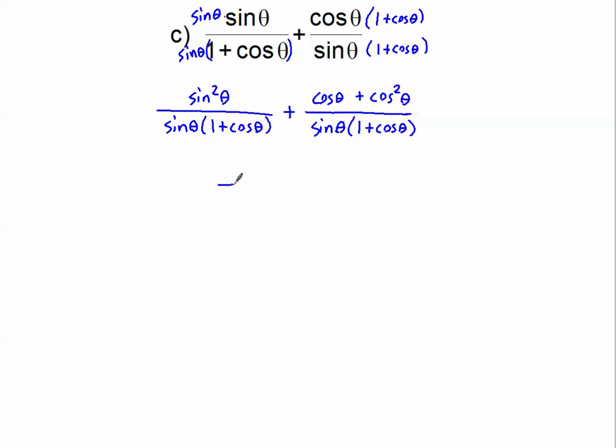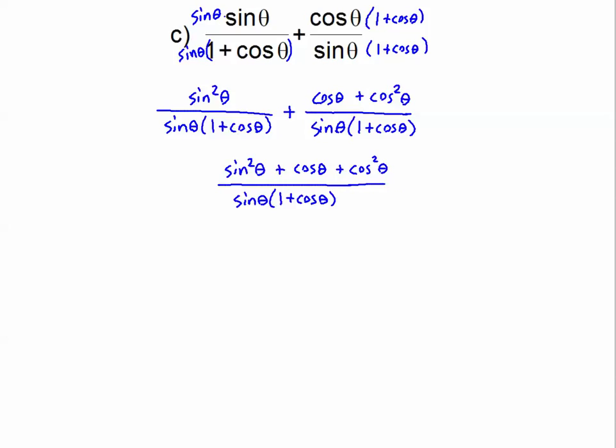So now that these are the same denominators, I'm going to combine them together. The denominator, of course, stays the same, and the numerator becomes sine squared plus cosine plus cosine squared. Okay, so now we've combined the fractions into one. Do you see what I'm going to do next?